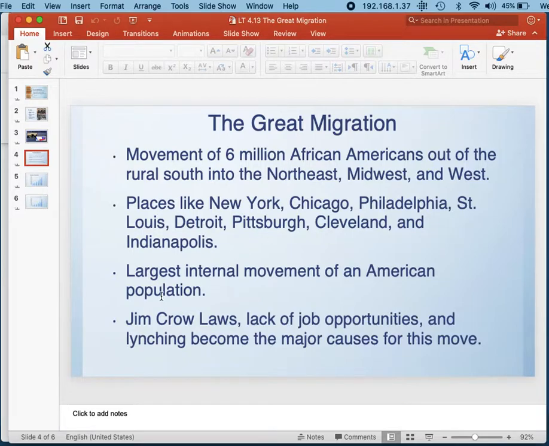Okay? This becomes the largest internal movement of an American population. Overall, close to 6 million African Americans leave the South and decide to go to many places within the Northeast, Midwest, and the West. A good portion of why they're leaving is due to Jim Crow laws that are being set in the South. The lack of job opportunities. Remember that white Americans are still controlling a majority of the jobs in the South, not to mention that they're making laws. So that would be another reason why African Americans wanted to move.